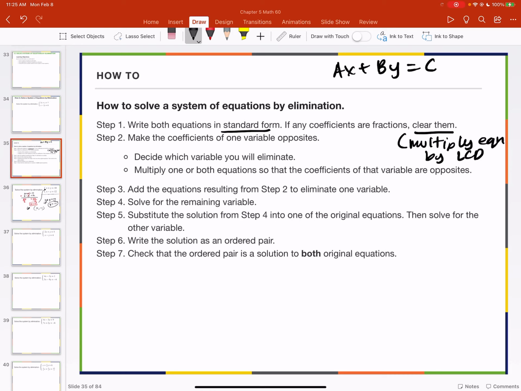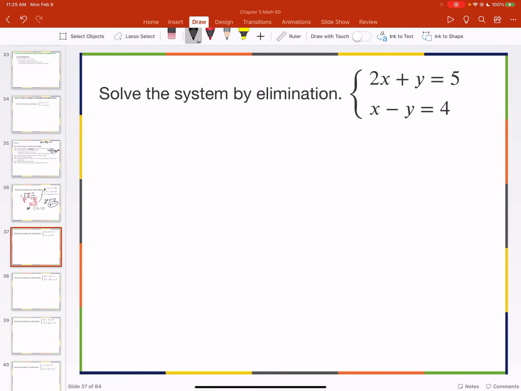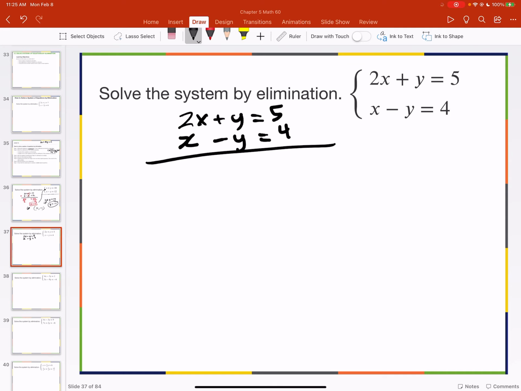So these steps seem pretty long, but as you saw, it's really actually not that bad. So let's go ahead and do another one. So here, this one, we have 2x plus y is equal to 5, x minus y is equal to 4. So also, just a side note, elimination in other textbooks is also known as adding or addition, the process of addition of equations. So that's kind of interesting.